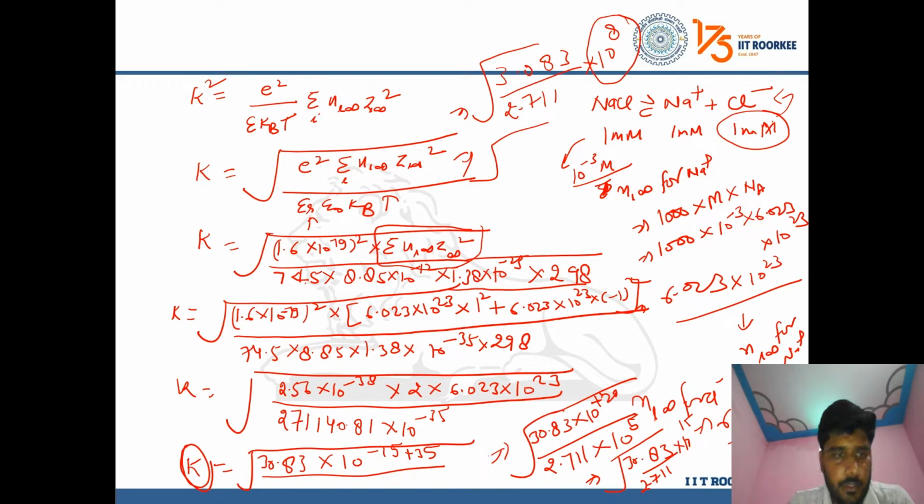337. Okay, let me check 3.083 divided by 2.711. Okay, it will be 1.137, and by under root you will do, that's plus 20. It will be 1.06 into 10 to the 8, something like that. Okay, yeah, clear.